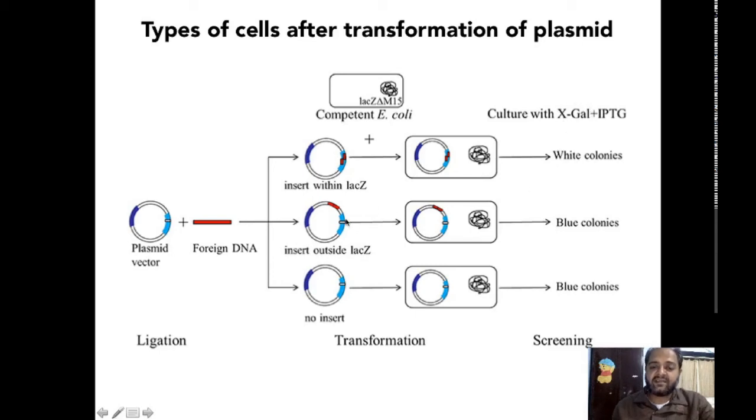In the next case, there is an insertion which is not inside the lacZ, and hence lacZ is normal and it will be able to form the complex, hydrolyze the X-gal and produce a blue color. So you expect blue colonies in this case. When there is no insert, no harm comes to the lacZ, it is not disrupted. So again, lacZ will be produced and it will form the complex with its counterpart from the genome, hydrolyze the X-gal and produce blue colonies.